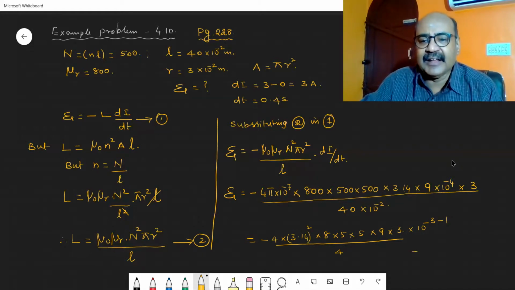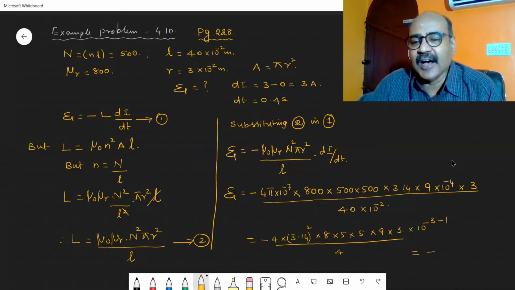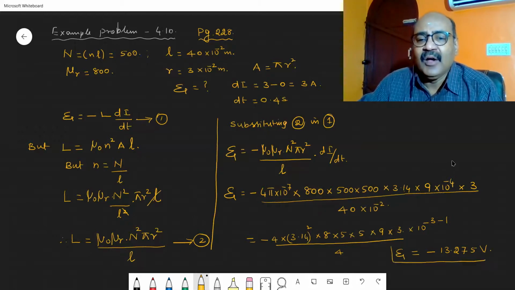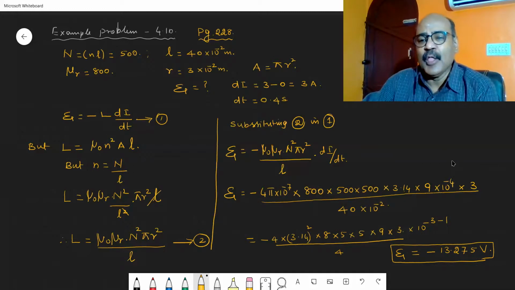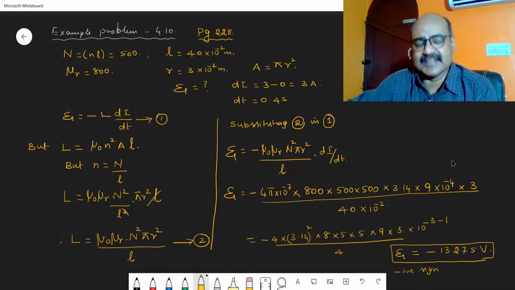On simplifying this equation, you can get the answer as minus 13.275 volt. This is the EMF induced. By simplifying the above relation, we can get the answer as the EMF induced is equal to minus 13.275 volt. Hope you should have understood. And we can write the negative sign is the consequence of Lenz's law.